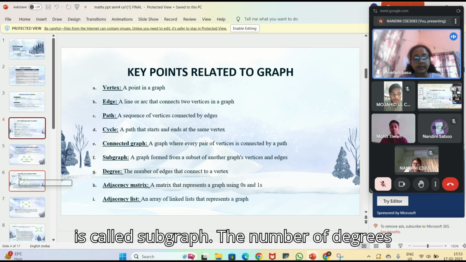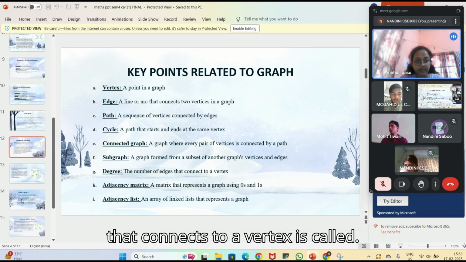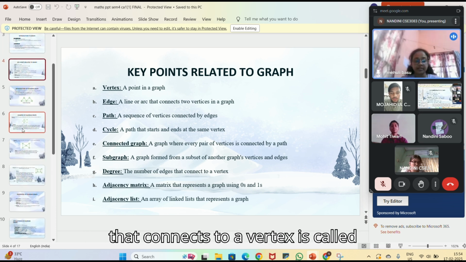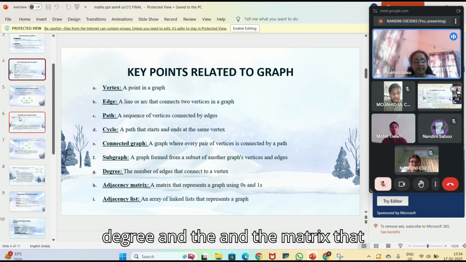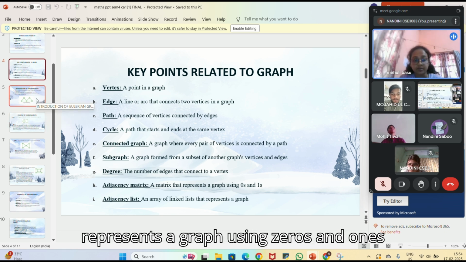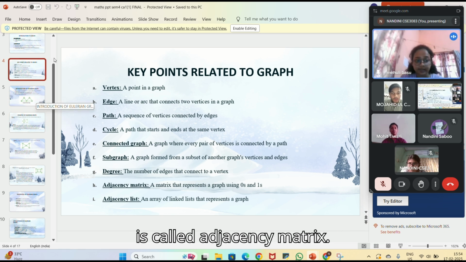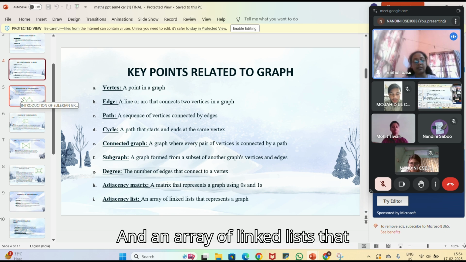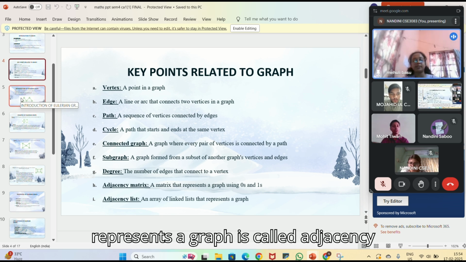The number of edges that connect to a vertex is called its degree. The matrix that represents a graph using zeros and ones is called an adjacency matrix, and an array of linked lists that represents a graph is called an adjacency list.